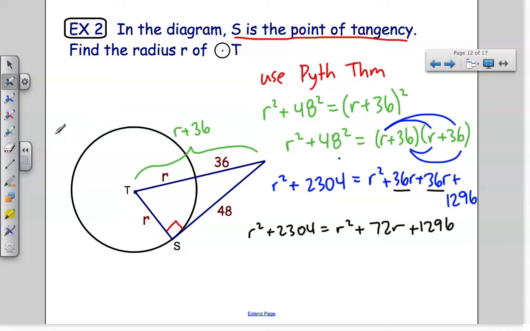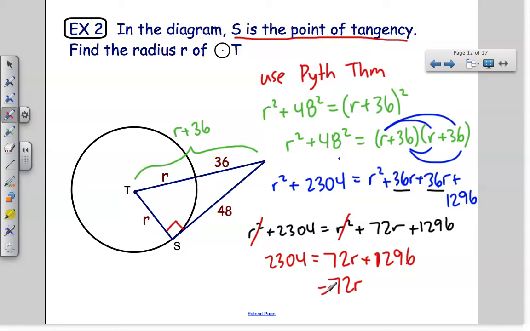Something works out very nicely here. I have R squared on both sides. If I subtracted R squared, it would go away from both sides. So this becomes a lot easier than it appeared at first. No more quadratic. I just have 2,304 equals 72R plus 1,296. Get R alone. So I'm going to subtract 1,296 from 2,304. Took me a second on the calculator there. I got 1,008 equals 72R divided by 72. And I figured out that the radius is 14.